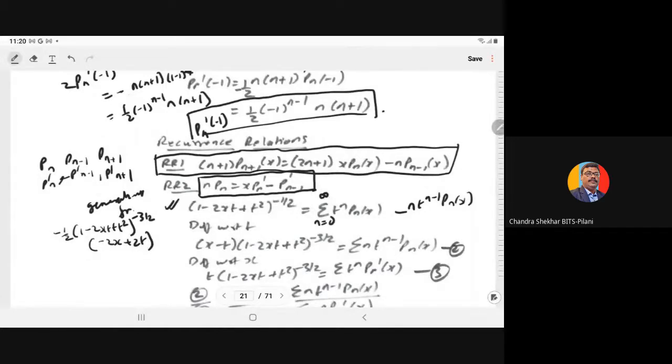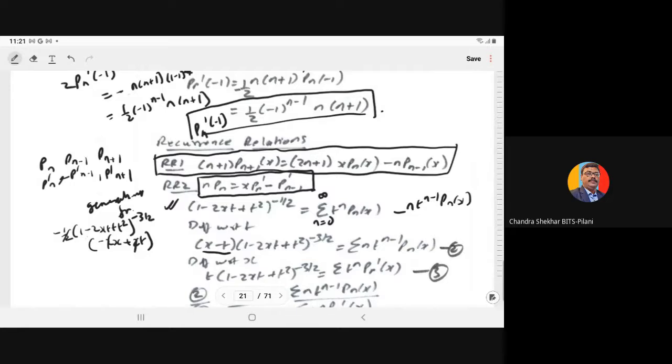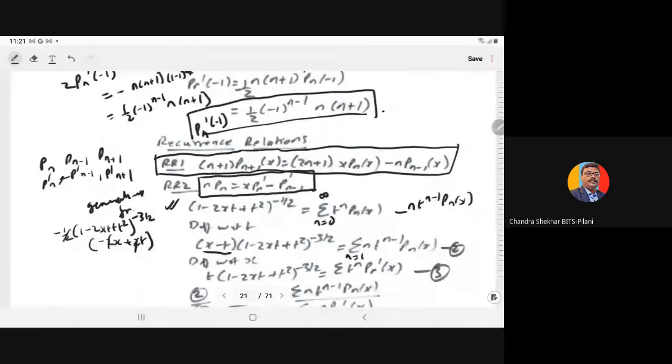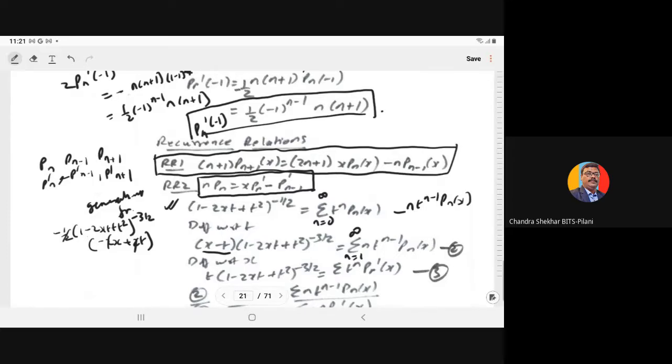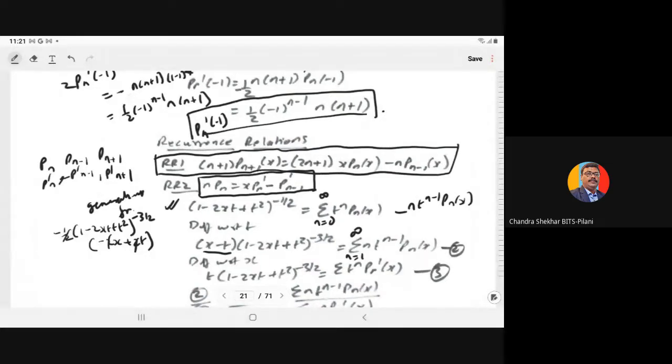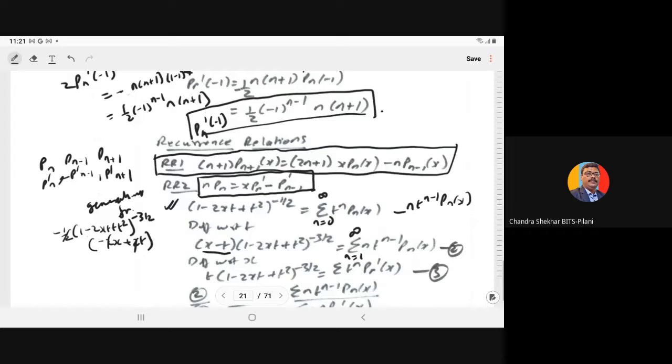If you differentiate with respect to t on both sides, the 2 you can cancel, and the minus when you adjust, so here you have (x minus t) into (1 minus 2xt plus t square) to the power minus 3 by 2 is equal to the summation n equal to 1 to infinity of n into t to the power n minus 1 P_n(x). You are able to write this.